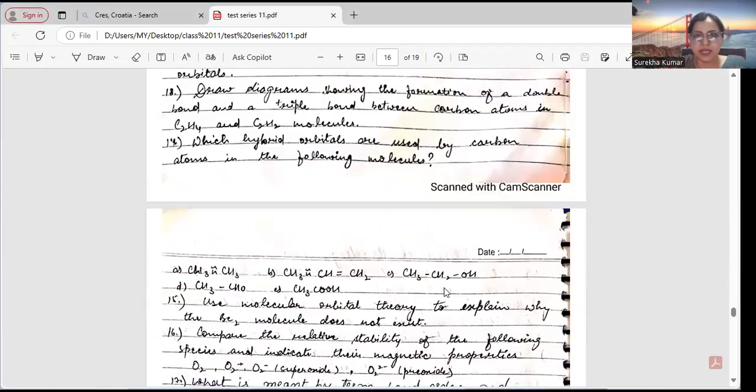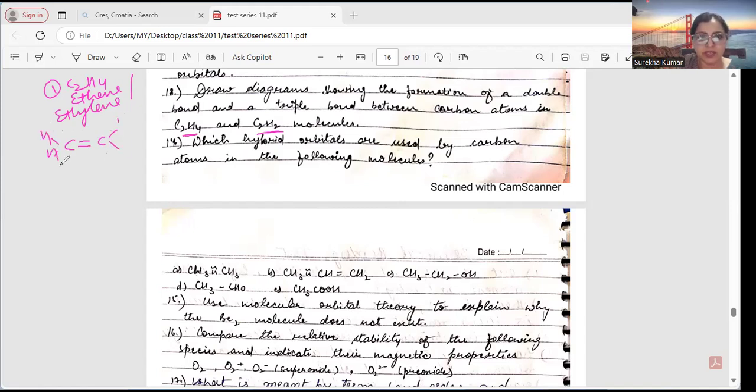Question number 13 is there now. Draw the diagram showing the formation of a double bond and a triple bond between carbon atoms in C2H4 and C2H2. So let us take first of all the example of C2H4. It is known as ethene or ethylene, right? The basic structure of ethene is like this. They are having one double bond, right? This is triangular planar shape. A 120-degree bond angle will be there. Of course, the hybridization will be sp2. It is quite clear from the structure and angle.